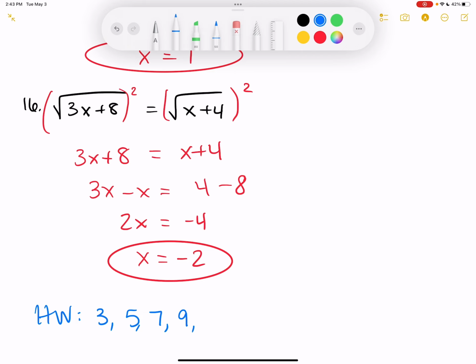I've done this before. I'm even trying to be nice and not give you fraction ones. All right, there we go. No fractions, no extraneous.